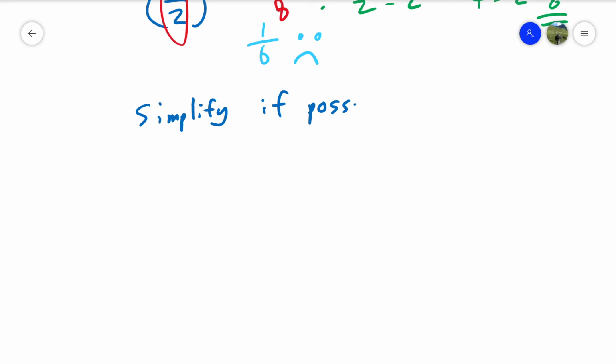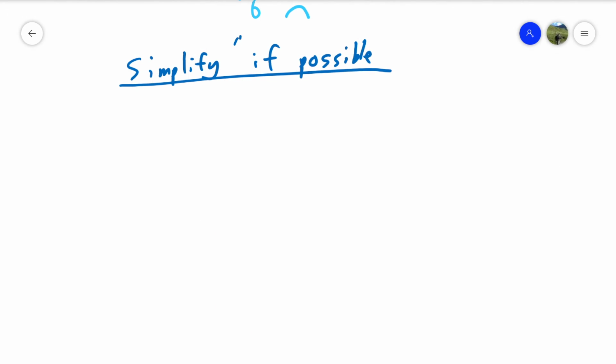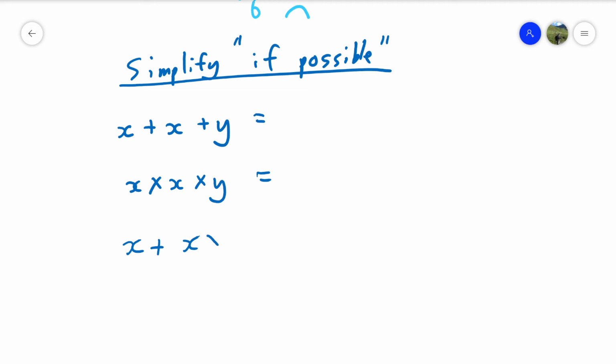Okay, I like this kind of question. Simplify if possible. So it may not be possible. You might just have something which you can't do anything with. Maybe this is the simplest way to remember it: simplify means tidy up. So basically it's saying, can you find a way to tidy it up? If you can't, well then just leave it. Just say not possible.